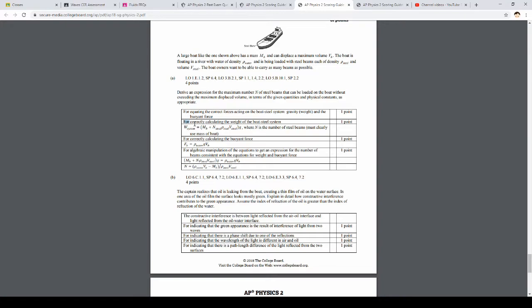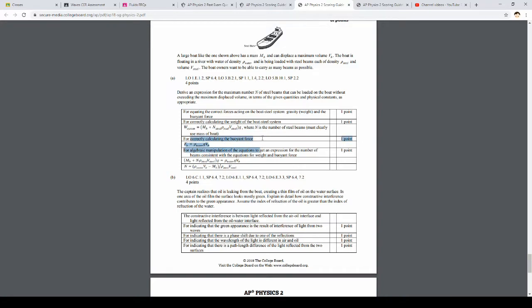For correctly calculating the weight of the boat steel system using this equation here: the mass of the boat plus the number of steel beams times the density of one steel beam times the volume of one steel beam. If I take the volume times the density, I get the mass of one steel beam, multiply that by the number N, and then multiply that whole summation by acceleration due to gravity. You must clearly label the mass of the boat.